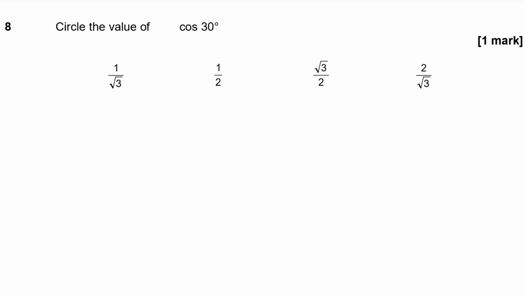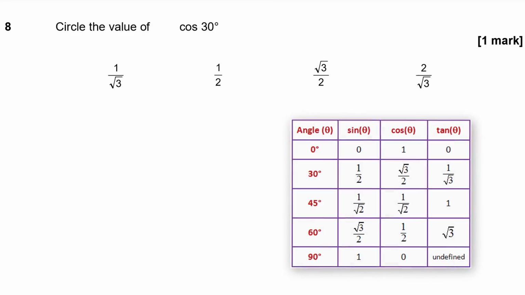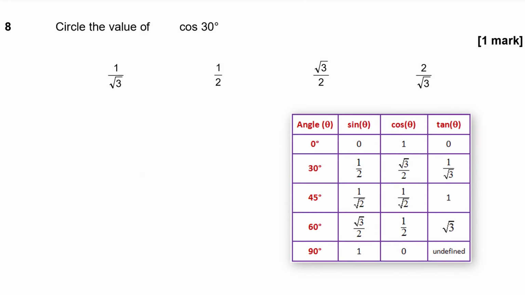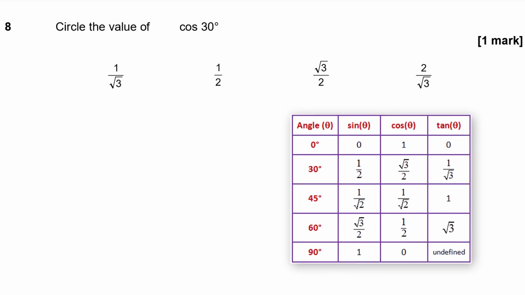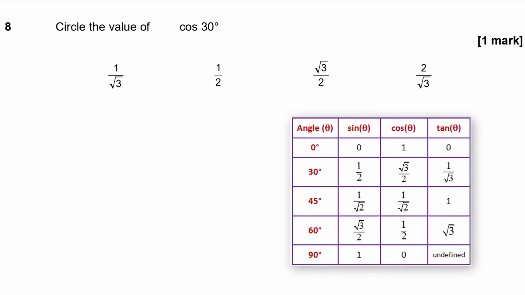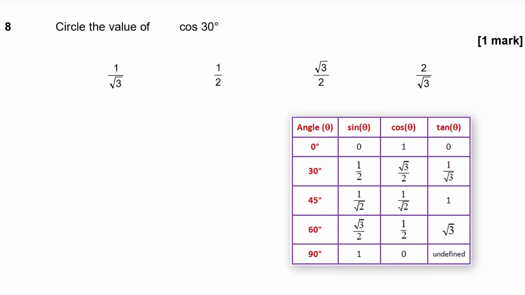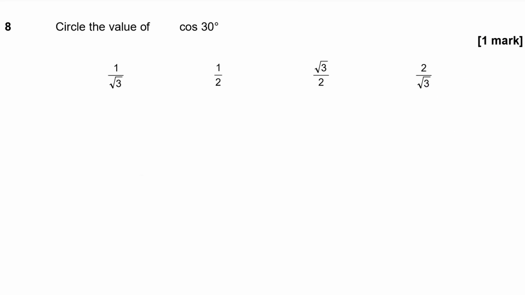Question 8 wants us to circle the exact value of cos 30. Now, for your exam, you're going to need to know the exact values for the sine, cosine, and tangent for 0, 30, 45, 60, and 90. You've got two strategies really. You can either try and memorize the whole table, or you can learn how to derive them for yourself. I think the second method is better. I'm going to quickly show you how to derive cos 30 from an equilateral triangle.